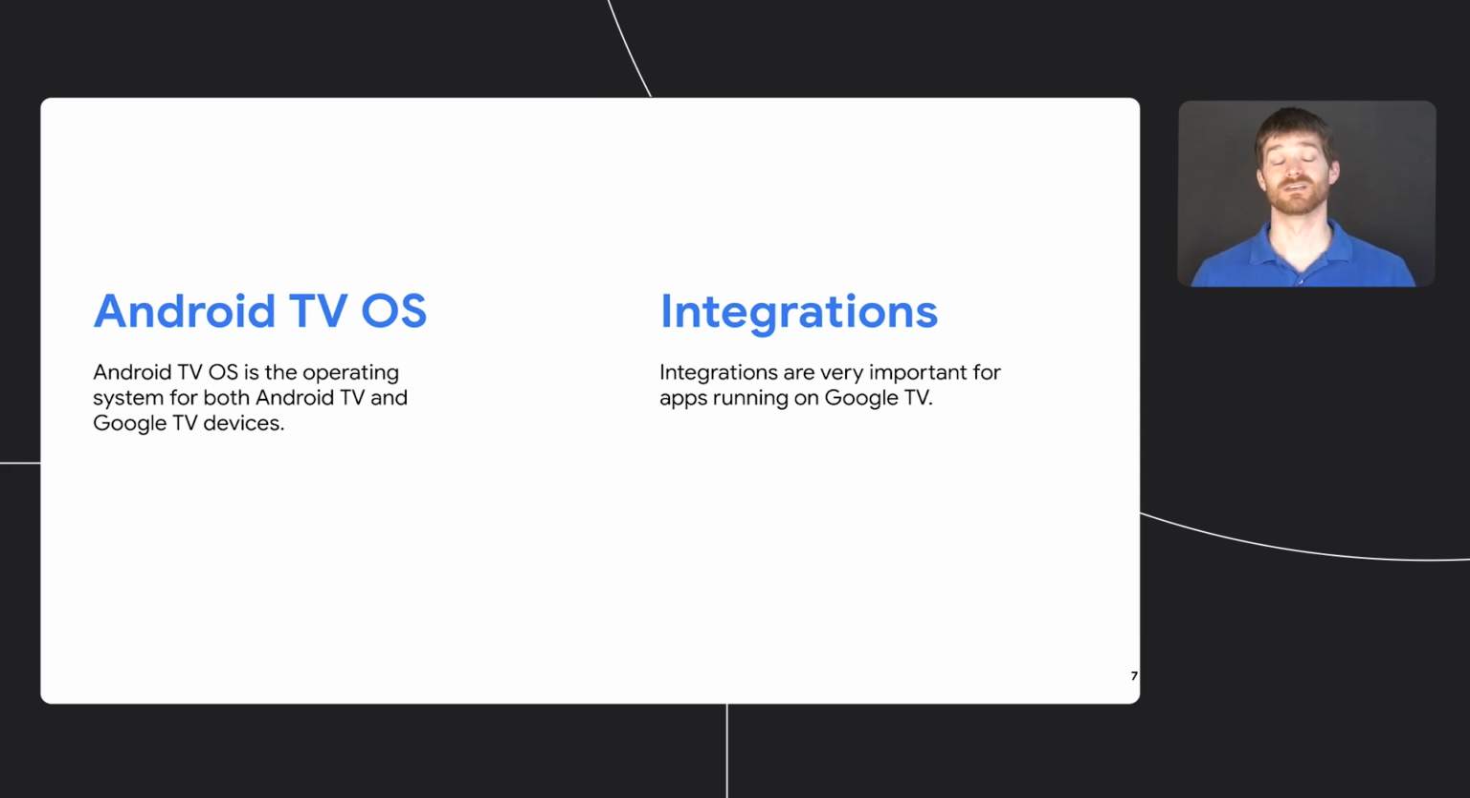Android TV OS is the operating system for both Android TV and Google TV devices. So you can let out a sigh of relief because the base app requirements are the same between both. We'll review those shortly, but that means your existing apps built for the Android TV OS will also work on Google TV devices. Besides the obvious UI changes, there is a much greater emphasis on quality and integrations. Most of these integrations are similar to Android TV, but we'll also talk through some of the differences.